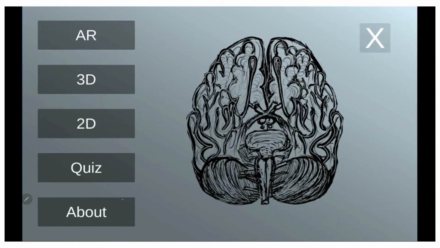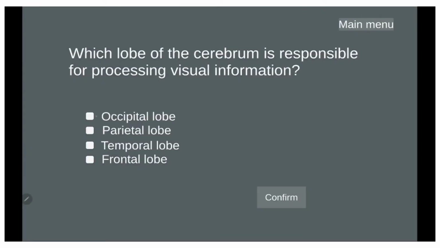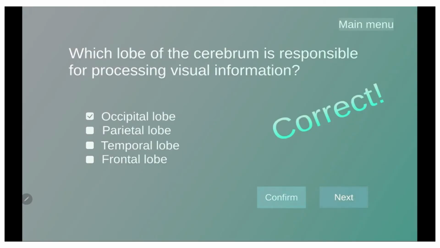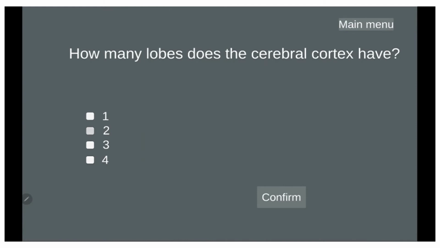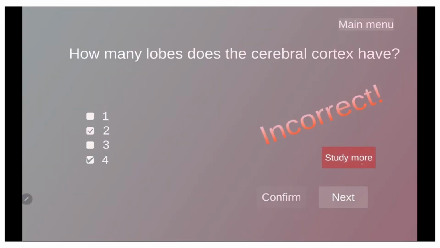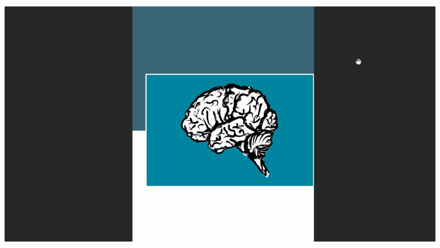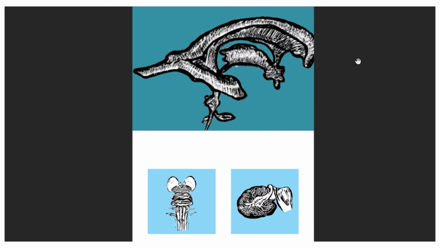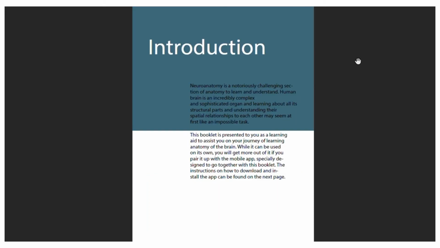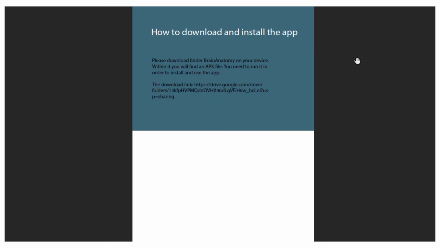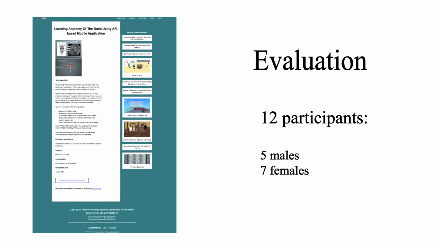The application contains three scenes: AR, 3D, and 2D. Users are also given the opportunity to test their knowledge by taking a short quiz. The accompanying booklet contains AR targets and some information about each of the 6 brain structures that are featured in the AR scene. I have done an evaluation to assess the educational value of the application and its usability.